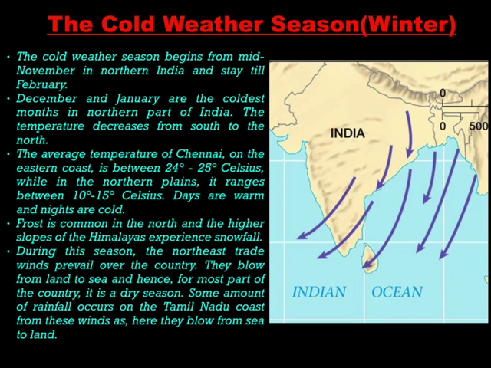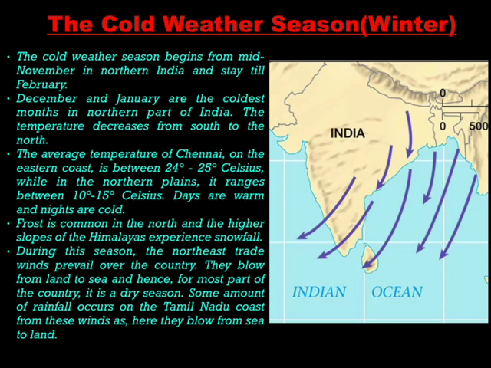The days are warm and the nights are cold. Frost is common in the north and the higher slopes of the Himalayas experience snowfall, as they are at a higher altitude, beyond the freezing point, that is 0 degrees Celsius. Hence, the Himalayas experience snowfall. During this season, northeast trade winds prevail over the country. They blow from land to the sea, and hence most of the country is dry. But some amount of rainfall occurs on the Tamil Nadu coast, means near Chennai, because of the blowing of these northeast trade winds from the Bay of Bengal.